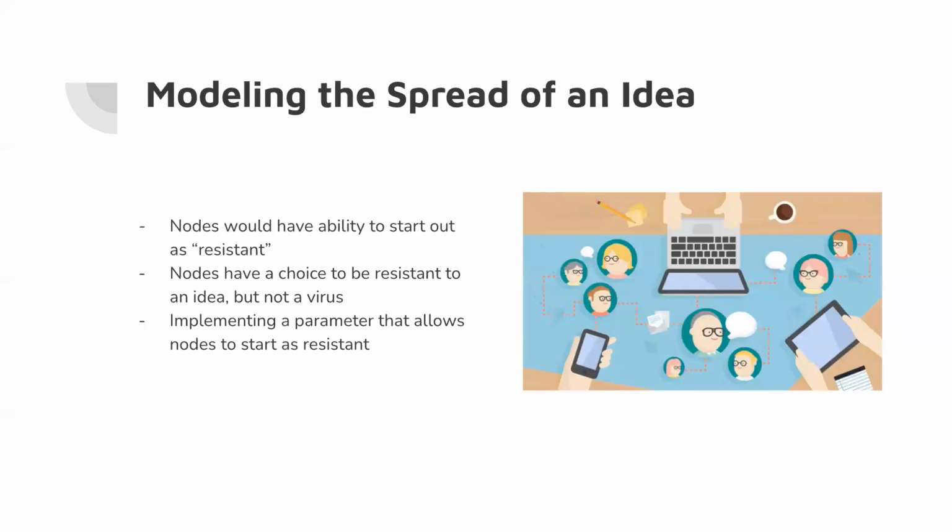As a thought experiment, we decided to examine how the model might change if we were modeling the spread of an idea rather than a disease. One thing we would change in this model would be that some nodes have the ability to start out resistant to the idea because they simply do not agree with it. In other words, since the node would have the ability to be resistant to the idea by choice, some nodes in the network would be resistant before the simulation even begins. We could implement this change by creating a parameter that allowed a percentage of nodes to start resistant.